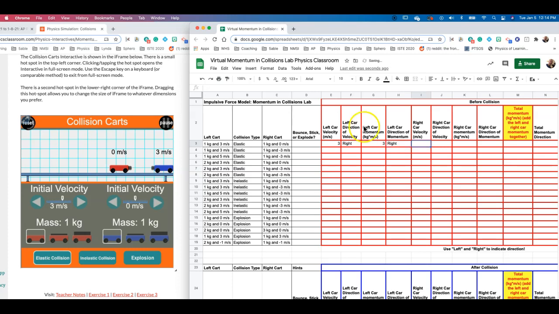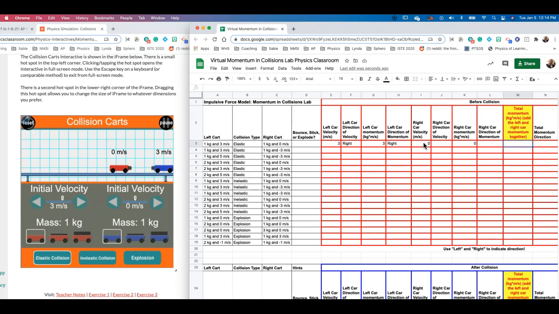Our right car velocity before the collision was 0. So we're going to put 0 in. The right car direction of velocity is nothing. So you're just going to leave it blank. The right car momentum is 0 because 1 times 0 is 0. And the direction of the momentum is nothing. So we're just going to leave it.